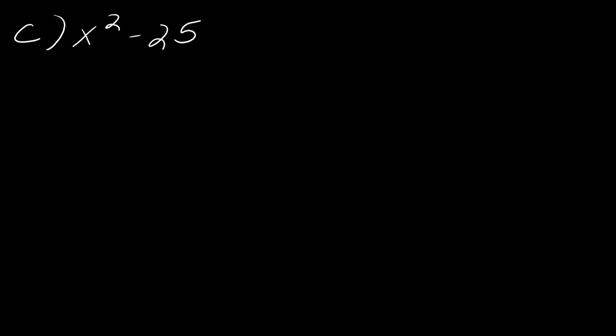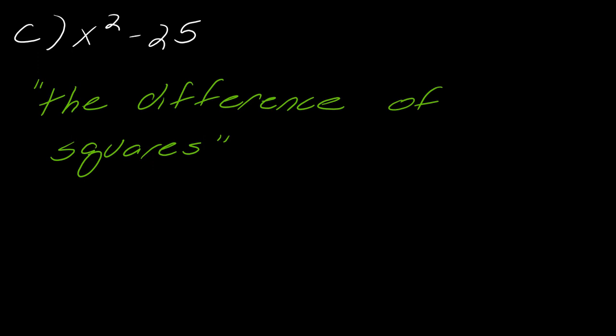Okay, so this is actually a pretty well-known type of trinomial, and the way that it factors is known as the difference of squares. So this is a square and this is a square. So why is 25 a square? Well, 5 times 5, that's what's known as a perfect square. 5 times 5 will make 25.